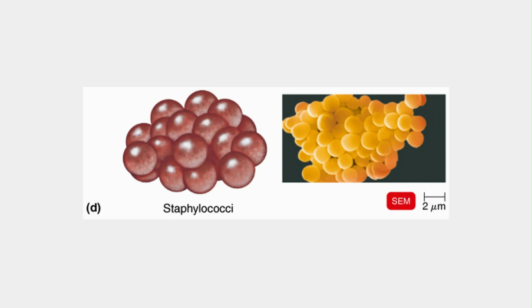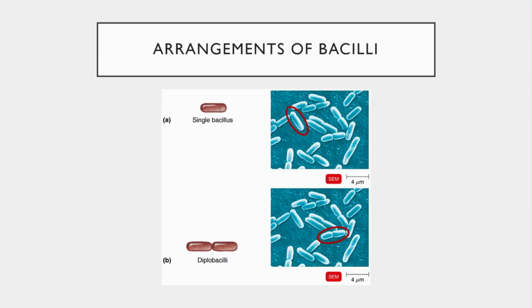Lastly, if we have a bacterium that divides without a set plane, then we can have clusters that look like a bunch of grapes. And this is called staphylo. In this example, these are cocci, so it would be staphylococci. Remember, this isn't staphylococcus because there are many cells here, so we're using the plural form.